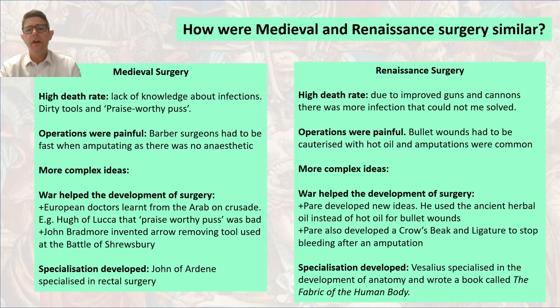And finally, you might want to think about how the surgery of the medieval and Renaissance time are similar. Okay, so the better answers will be the more complex ones. So there's some basic similarities. Both had high death rate, as you can see there. Infections were a problem in medieval time. They believed praiseworthy pus was good. Death rate was high in surgery.